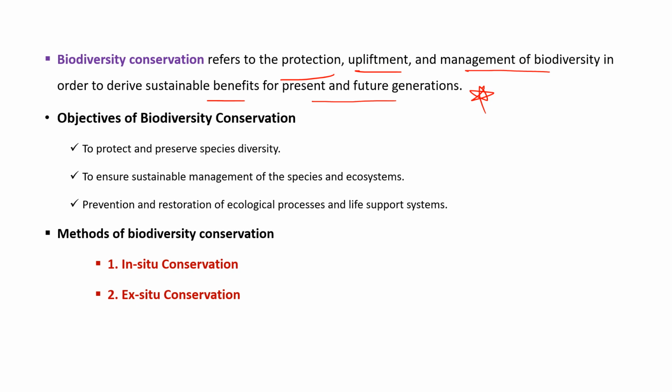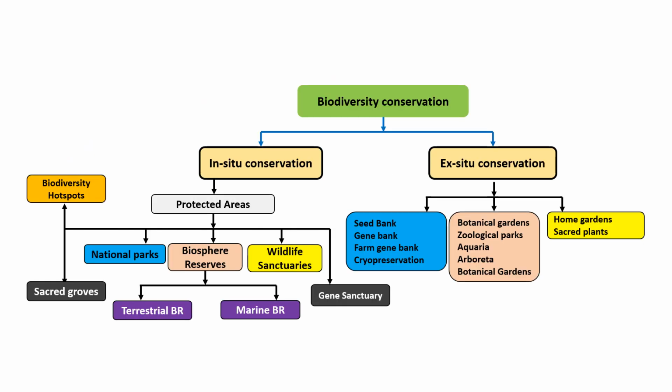So what are the objectives of biodiversity conservation? The first is to protect and preserve species biodiversity, sustainable management of resources, and prevention and restoration of ecological processes, that is, the life support system. So basically there are two methods of biodiversity conservation: in situ biodiversity conservation and ex situ biodiversity conservation. This is a very well known method of conservation. So we will discuss them one by one.